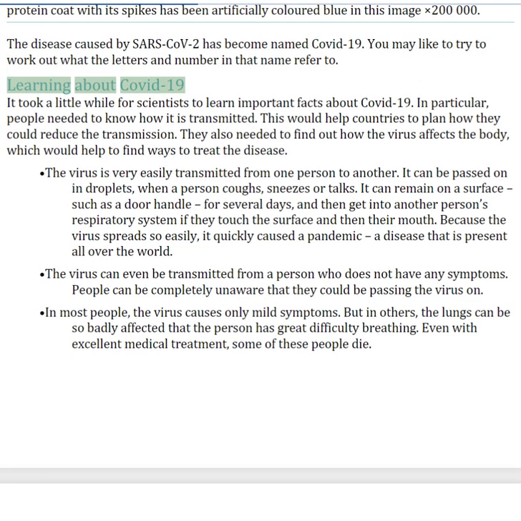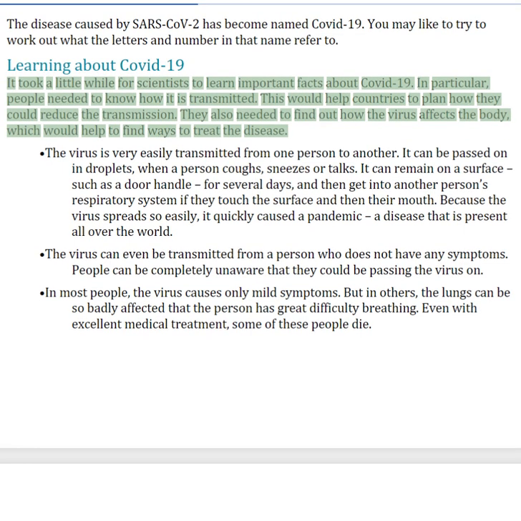Learning about COVID-19. It took a little while for scientists to learn important facts about COVID-19. In particular, people needed to know how it is transmitted. This would help countries to plan how they could reduce the transmission. They also needed to find out how the virus affects the body, which would help to find ways to treat the disease.